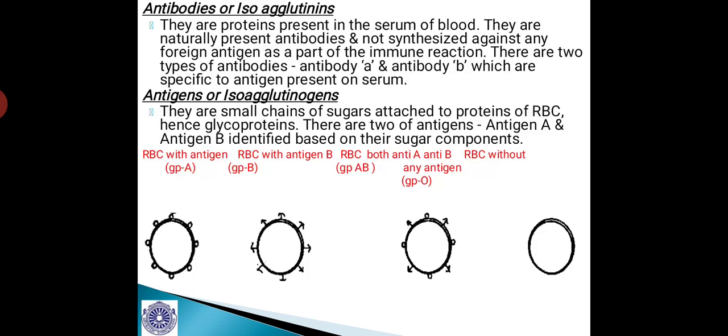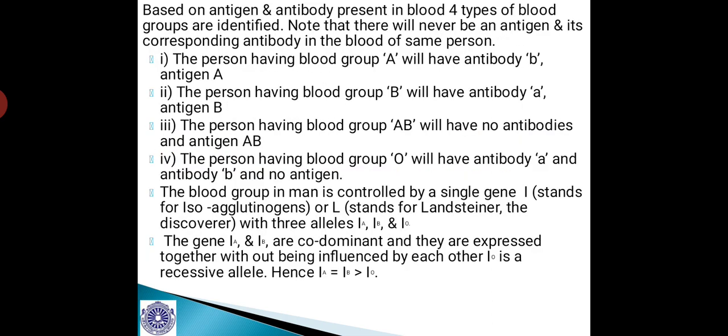Here is the picture which will show you that a person having A blood group will have A antigen on the surface membrane of the RBC, and a person having B blood group will have B antigen on the surface membrane of the RBC. A person having AB blood group will have both A and B types of antigens on his RBCs, and a person having O blood group does not have any antigens but has only antibodies. Based on the antigen and antibody present in the blood, 4 types of blood groups are identified.